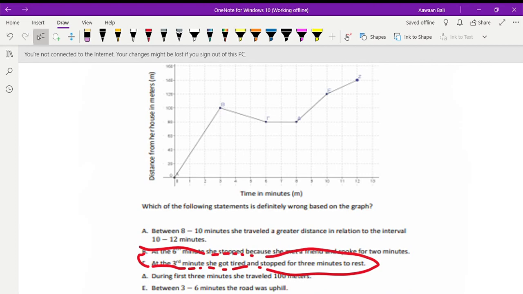So 8 to 10 is here. Now 8 to 10, she traveled this much. And when we have 10 to 12, she only traveled this much. And this part is definitely bigger than this part. So that means that alpha is correct here.